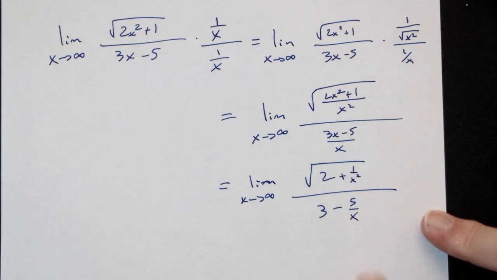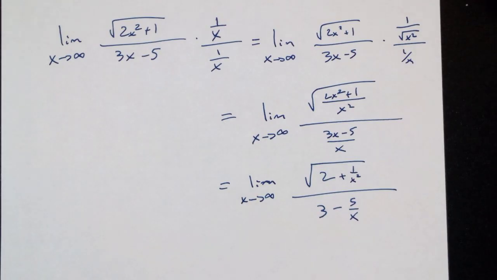Now I play the game with all the limit laws. I have a continuous function when x is far away from 0. I can do direct substitution here. I don't know how to substitute infinity. I get to use my lemma.